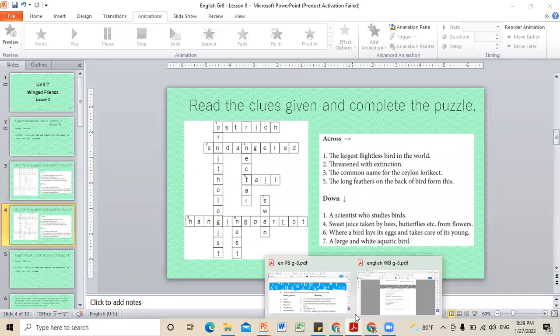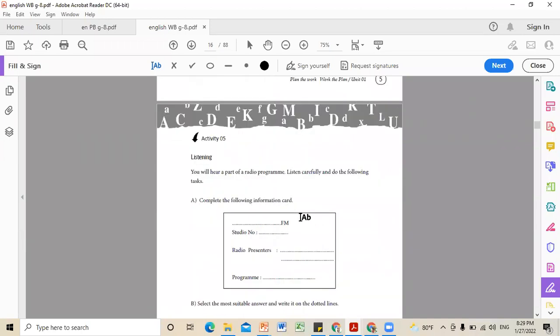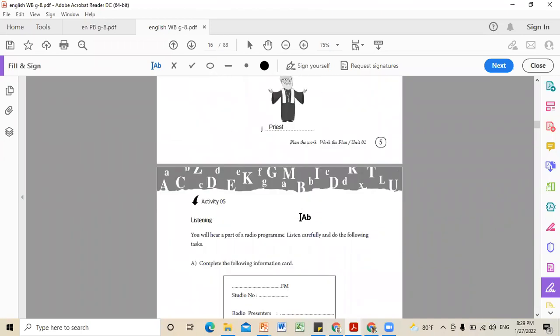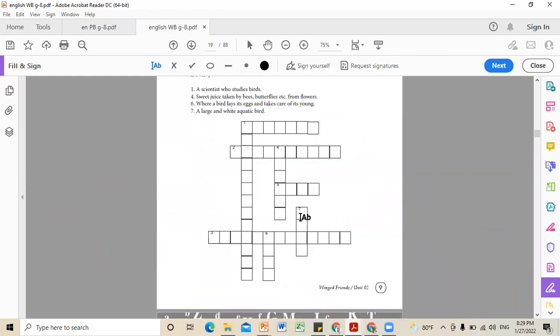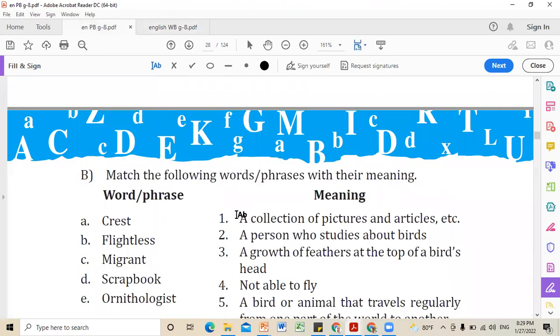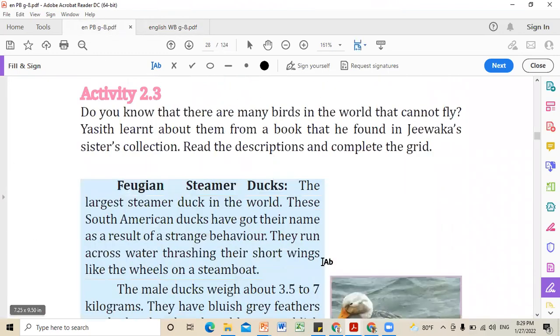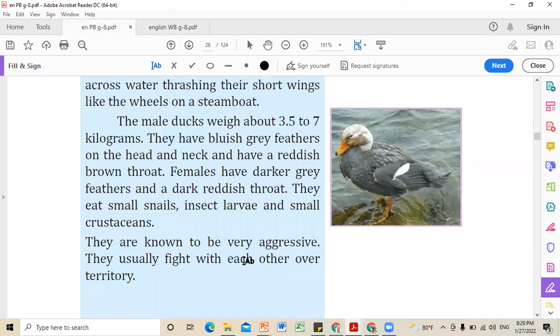So with that, we will end the lesson for today, right? So we will end the lesson today, right? So on Saturday, we will do another few activities, right? So maybe we will read this, right? So in activity 2.3 in the pupil's book, we have to read about birds a lot.